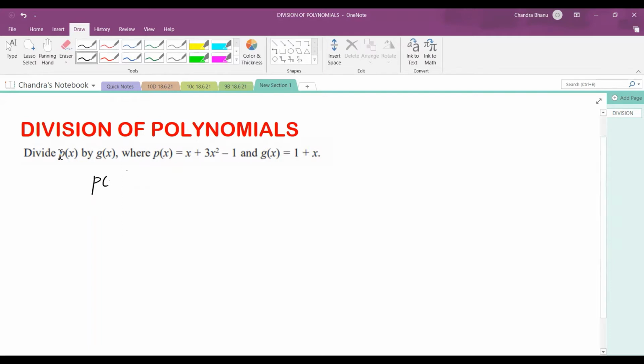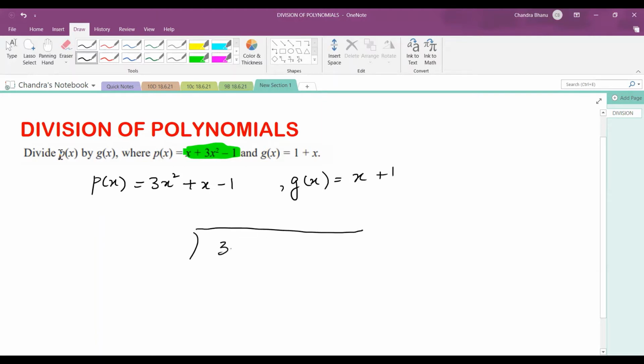Here p(x) is equal to, the highest power here is 3x square. So 3x square, then plus x, and then minus 1. And what about g(x), my divisor? Again, this is not in decreasing powers. So first it will be x, then plus 1. Now let's start dividing: 3x square plus x minus 1 divided by x plus 1.